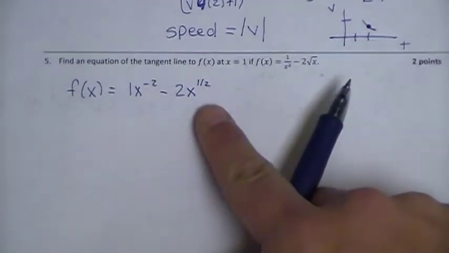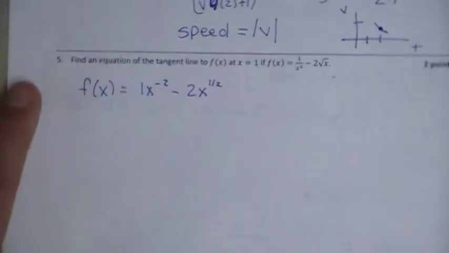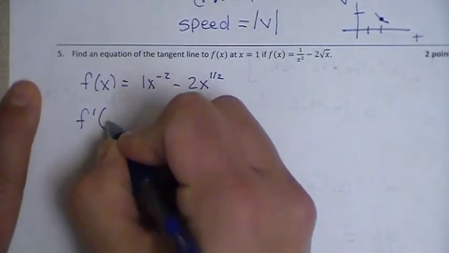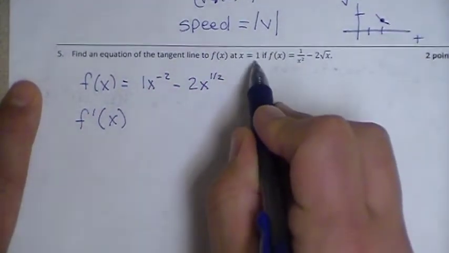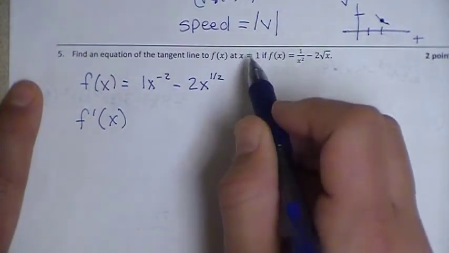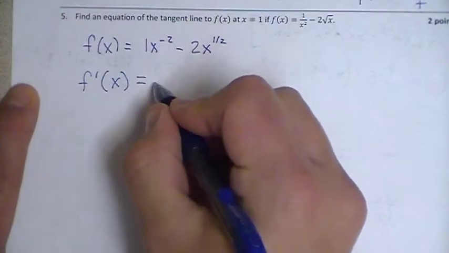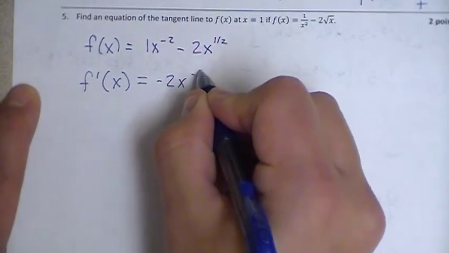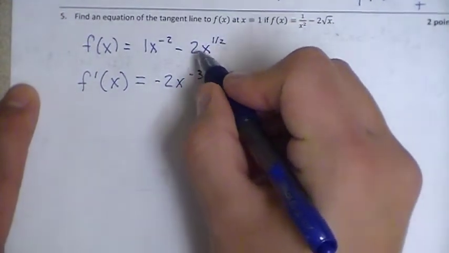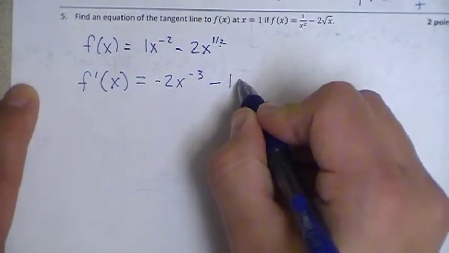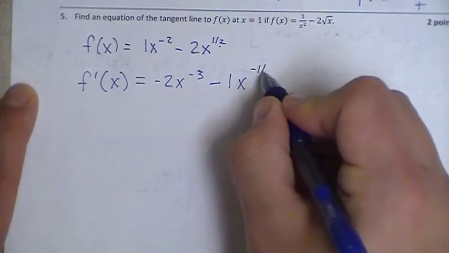I've already rewritten the function so that it's going to be easier to take the derivative of. And you're going to find the slope of your tangent line by evaluating your derivative at the value you want the tangent line at. So it's going to be at x equals 1. But I need the derivative first. So I'm going to go ahead and multiply by my -2, subtract 1 from it. I'm going to do this coefficient times that exponent, and that'll give me a -1. And then I'm going to subtract 1 from that exponent.